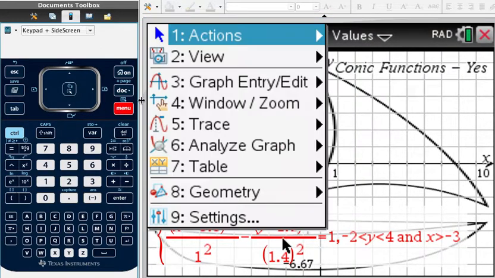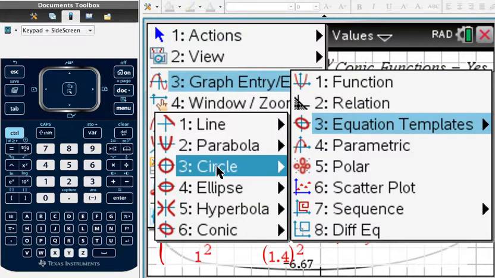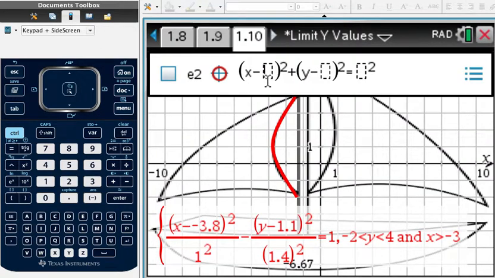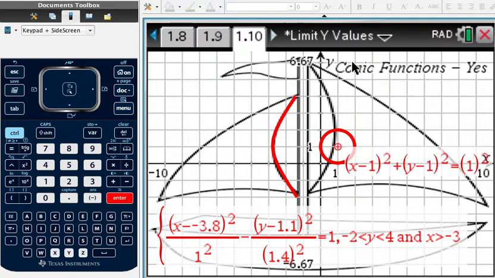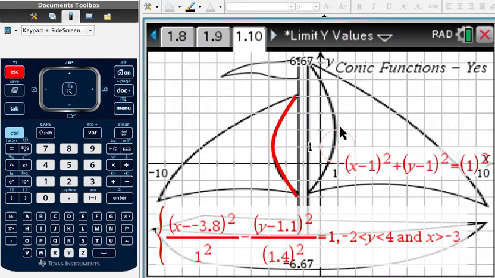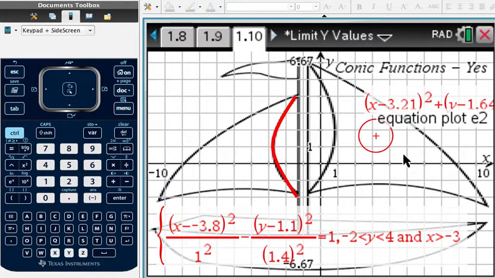You know, when you come here to menu, graph, and equation templates, like let's say we wanted to graph a circle or a parabola or hyperbola or whatever. You can graph it as an equation. Let's just do one really quickly. I have no idea where I want it. Right there. Let's say we have this, and whoops, I have no idea what that's doing. All right, let me hide this equation.